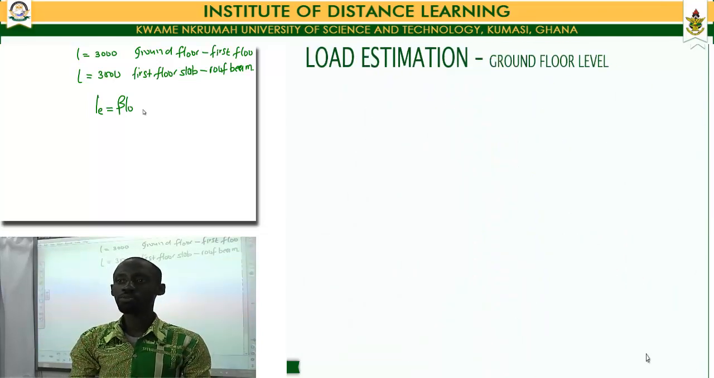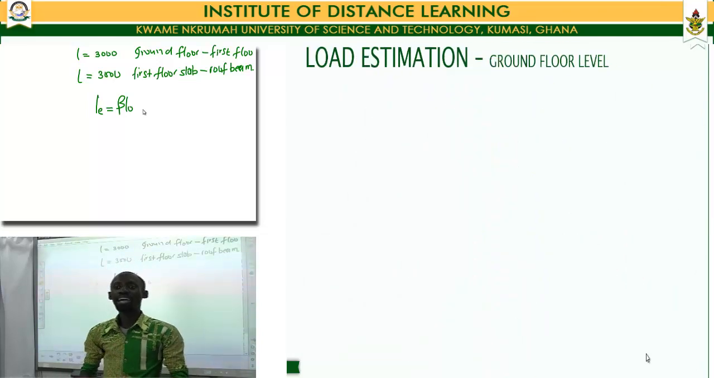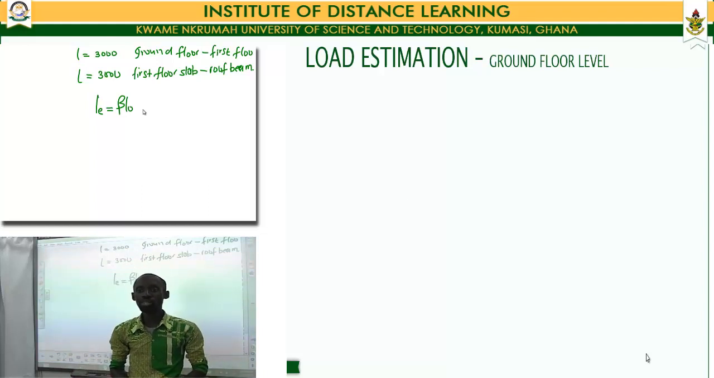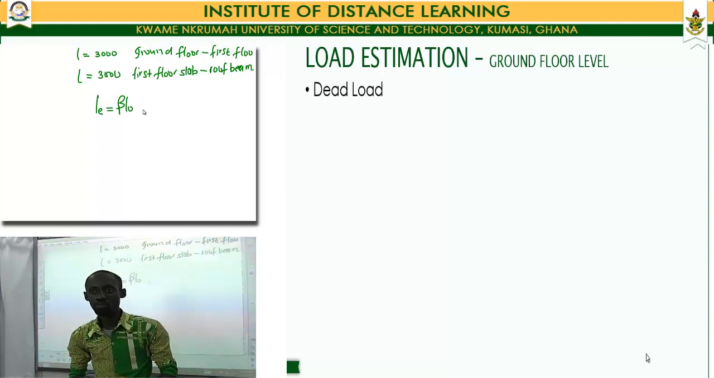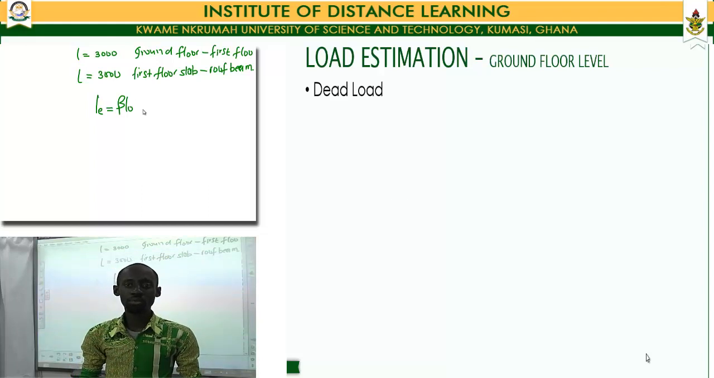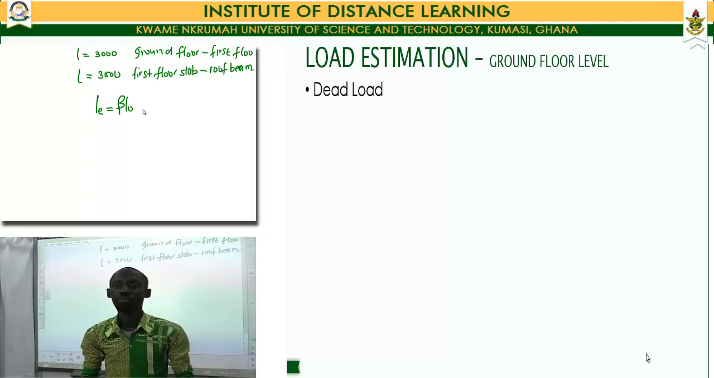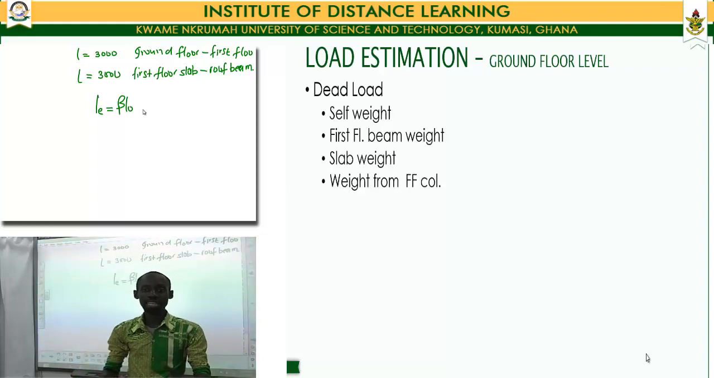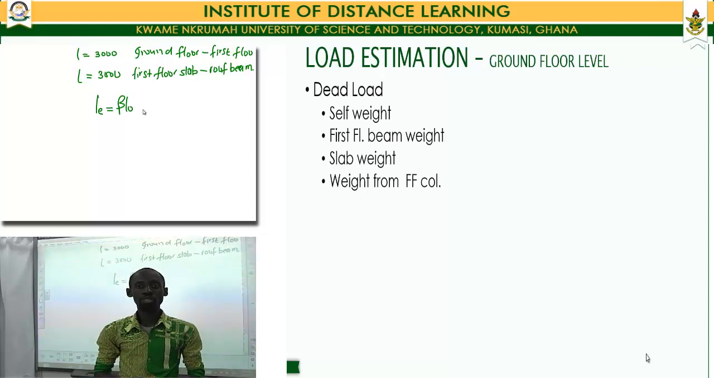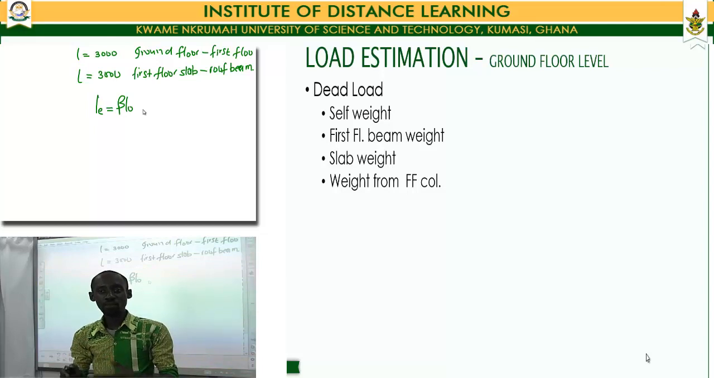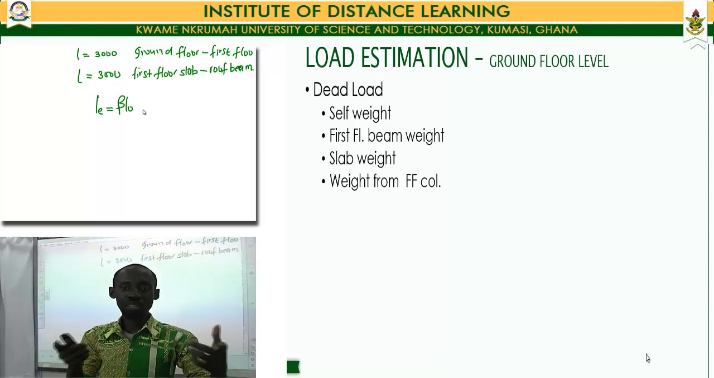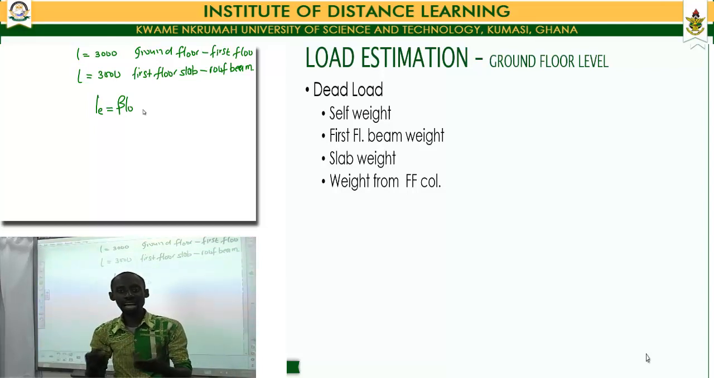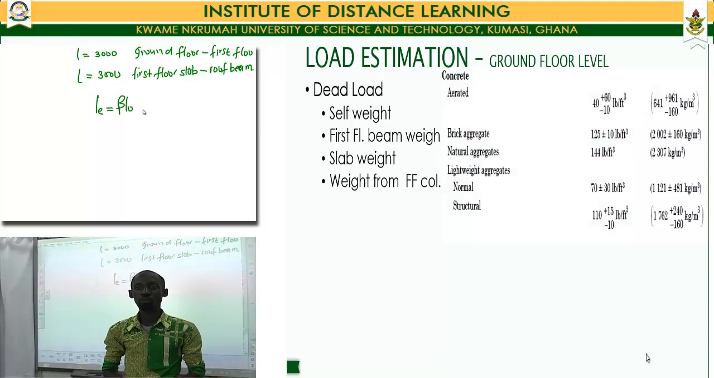Now, having finished with this one, we move on to the ground floor level and estimate the load that the ground floor level column would also have to resist. Again, we'll look at our dead loads. For our dead loads, we'll consider the self-weight of the beam, the self-weight of the column, the first floor beam weight, the slab weight from the first floor, and the weight coming from the first floor column.